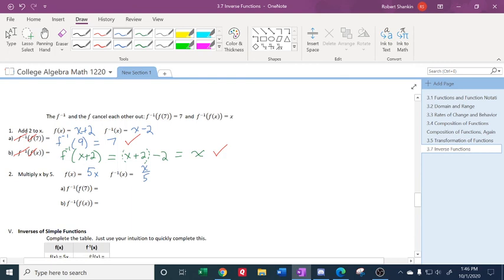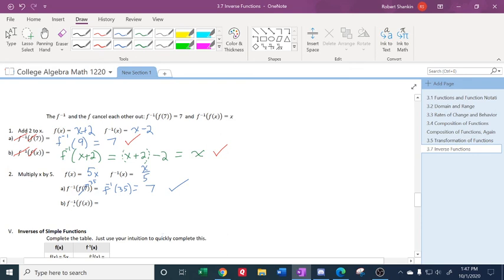F of 7 is 35, so I'm going to replace this f of 7 with 35. So I still have f inverse of 35. And what is f inverse of 35? 7. It's 7. And it did work. The f and the f inverse killed each other off just like they were supposed to.